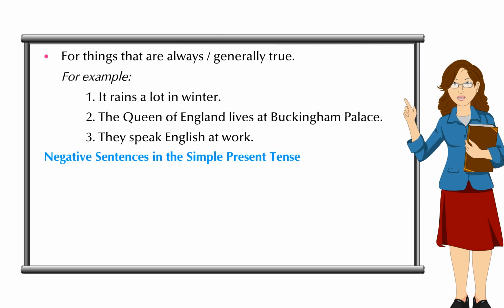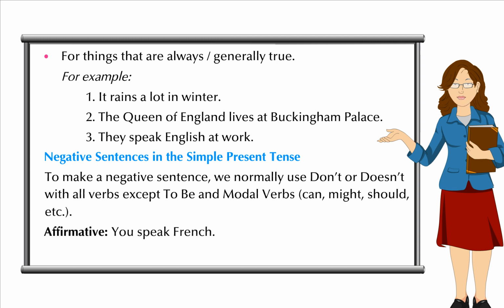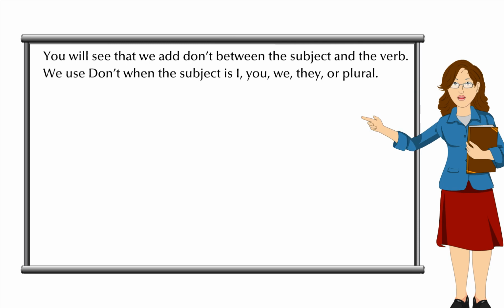Negative sentences in the simple present tense. To make a negative sentence, we normally use don't or doesn't with all verbs except to be and modal verbs: can, might, should, etc. Affirmative: You speak French. Negative: You don't speak French. You will see that we add don't between the subject and the verb. We use don't when the subject is I, you, we, they or plural.